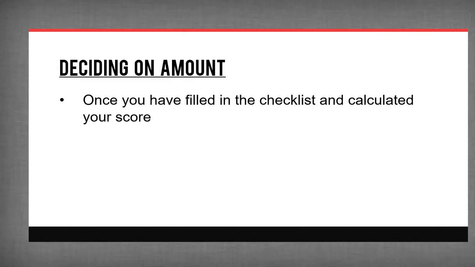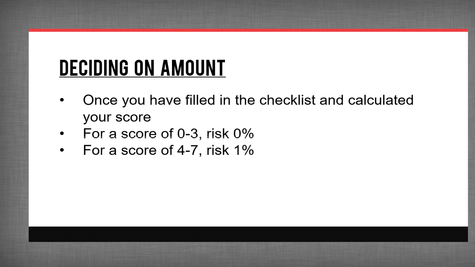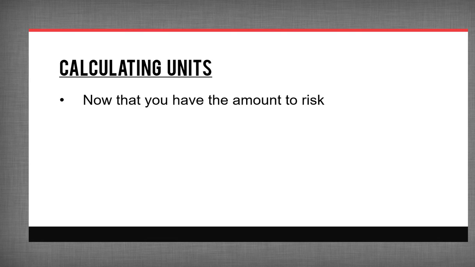Now once you have finished filling in the checklist as I have shown you earlier, you would have a score at the end of it, and as the checklist will indicate, that is the amount that you will end up risking. So for example, in the checklist from above, you will risk a total of 2% since you have a score of 8. Now that you know your risk percentage, it's time to calculate how much that actually means in terms of units, as this will be the amount that you will input into your trading software.